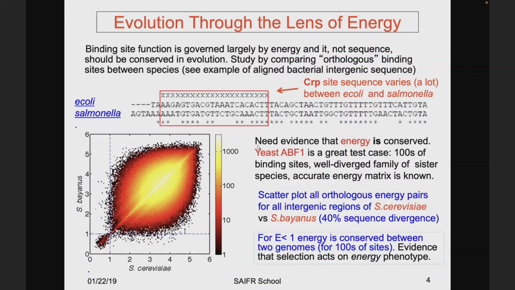So what you're discovering is that it's not sequence that is conserved between orthologous binding sites for the transcription factor, it's binding energy, which is not surprising because binding energy is what tells the transcription factor that that's where they want to sit for an extended period and initiate the transcription of the gene. Okay, so this is evidence that selection acts on the phenotype of energy.